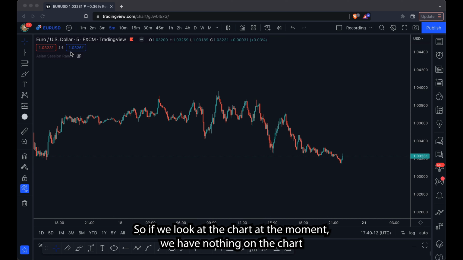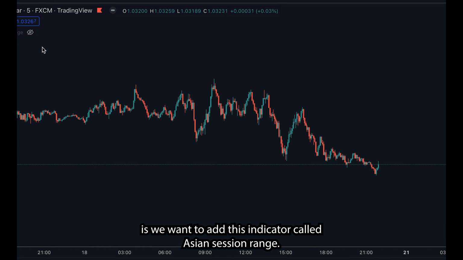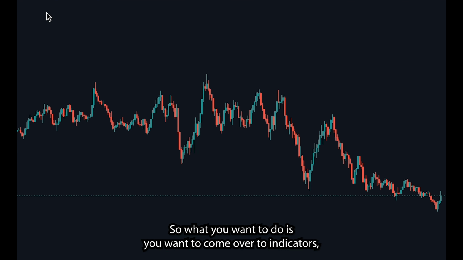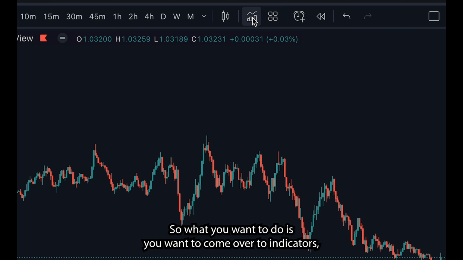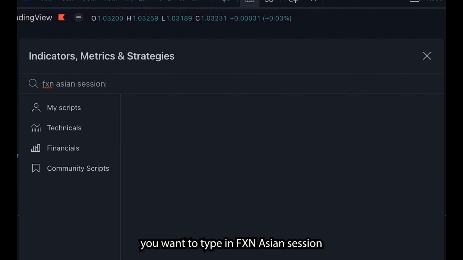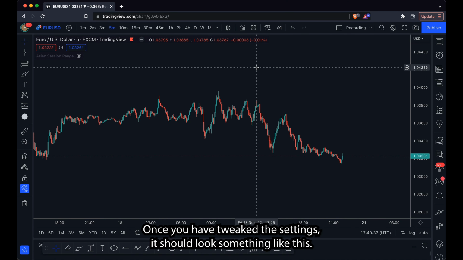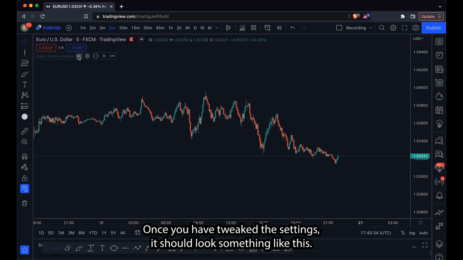So if we look at the chart at the moment, we have nothing on the chart that suggests when we should take a trade. But the first thing we want to do is add this indicator called Asian Session Range. So what you want to do is come over to indicators, type in FXN Asian Session Range, and select this one by Rob Minty. Once you have tweaked the settings, it should look something like this.